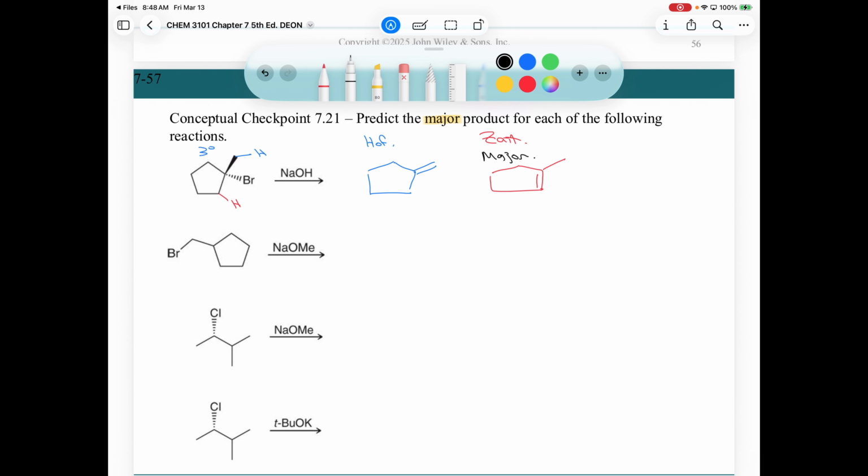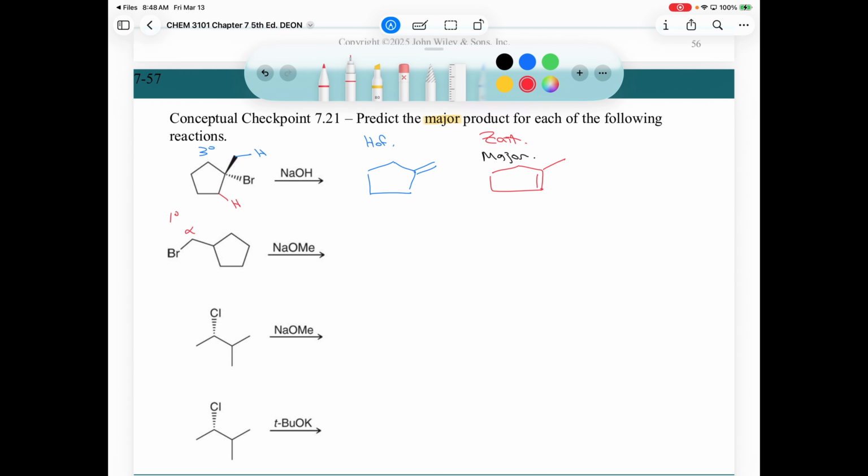Okay, did we have a primary, secondary, or tertiary alkyl halide in the first one? How many beta carbons is the alpha carbon attached to in the first example? The first example, meaning this one here. This is our alpha carbon, okay? How many beta carbons is it attached to? 1. Therefore, it is primary, okay?